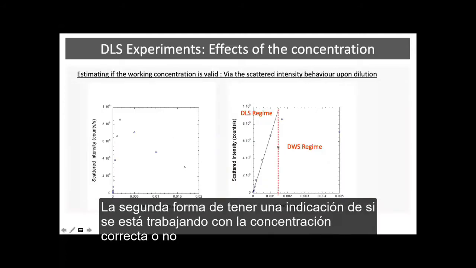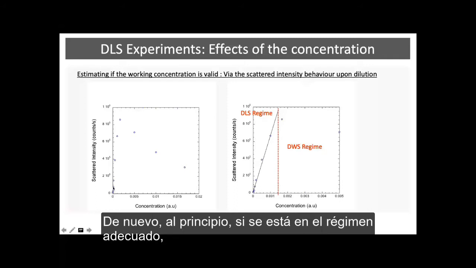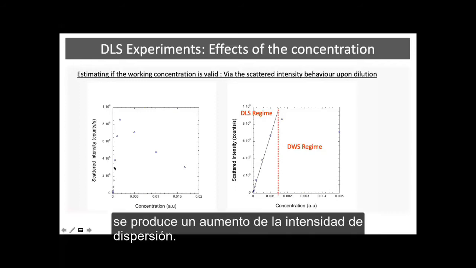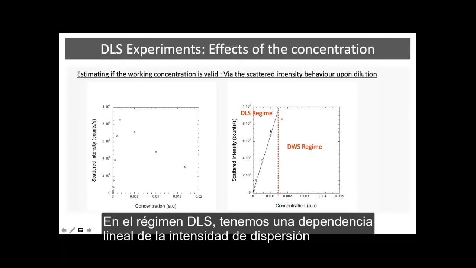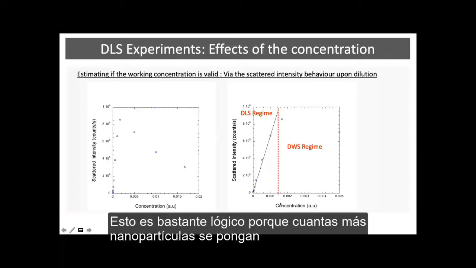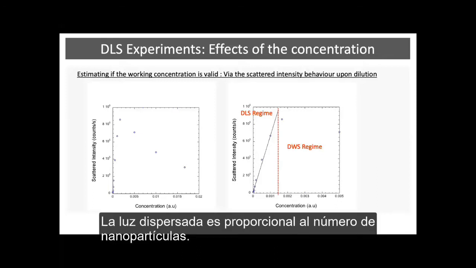A second way to have an estimation whether you're working at the right concentration or not is to observe the scattered intensity during 1 second, for instance, upon dilution. So here again, if you're in the right regime at the beginning, when you enhance the concentration, you have scattered intensity which increases. And in the DLS regime, you have a linear dependency of the scattered intensity with respect to the concentration. And this is quite logical because the more nanoparticles you put, the more they scatter, and the scattered light is proportional to the number of nanoparticles.